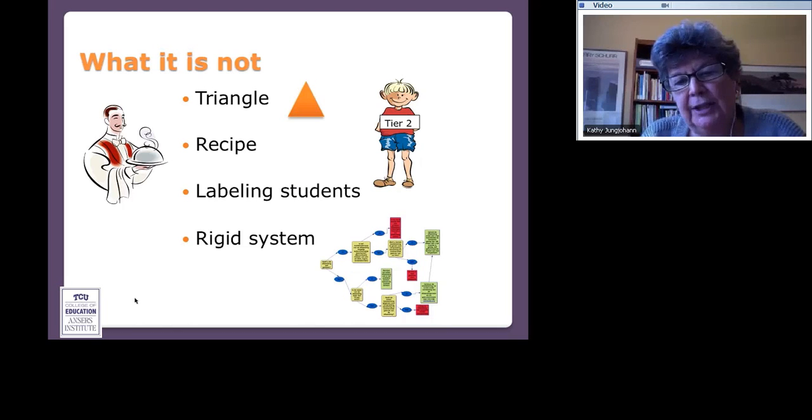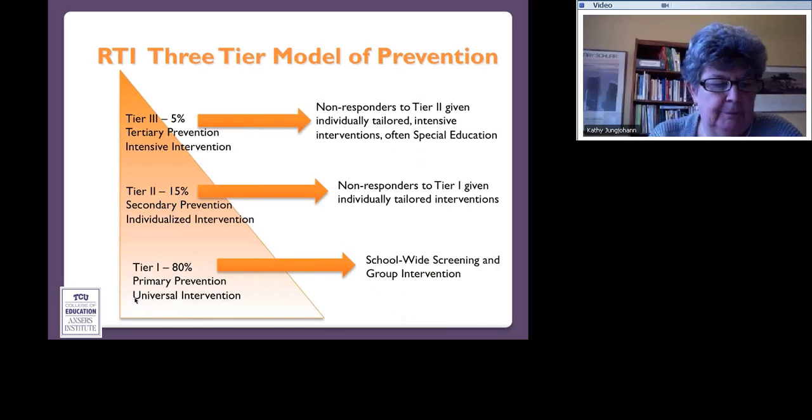I'm also not suggesting that flowcharts aren't helpful for describing approach and movement through the system of RTI, but it's the rigidity of the system that we don't want to lock ourselves into. And again, we want to consider the components of RTI and how those components can be looked at more flexibly to meet individual student needs.